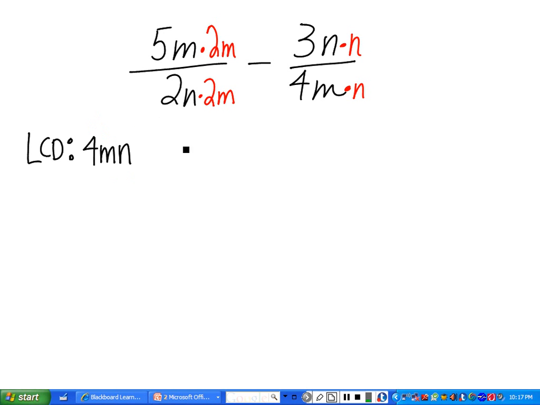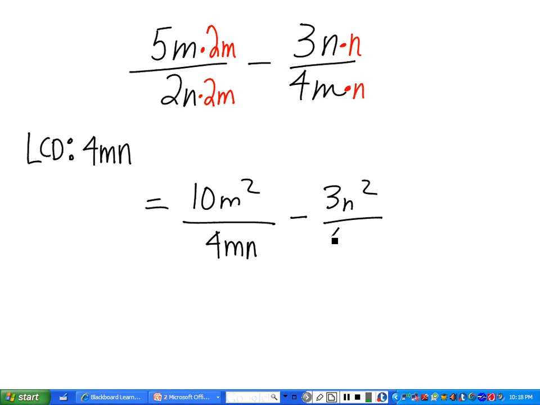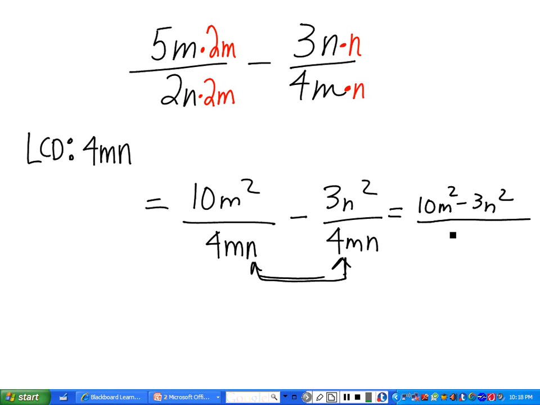Okay, let's see what we have. 5m times 2m is 10m squared over 2n times 2m, and of course we're hoping that it's 4mn, or else we'll have to start back over. But it is 4mn, minus 3n times n is 3n squared over 4mn. Therefore, we can combine this into one fraction. Now, since the denominators are the same, we can combine the numerators. So 10m squared minus 3n squared divided by 4mn.